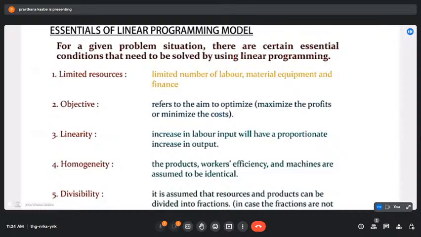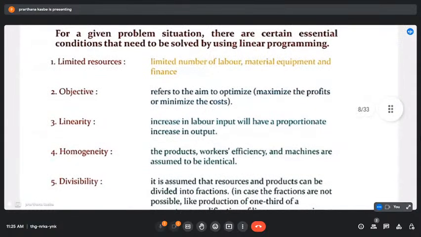Linearity: an increase in the labor input will have a proportionate increase in the output. If we increase the labor input, then the output increases. The result is that is the linearity.